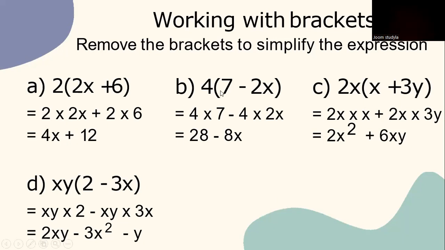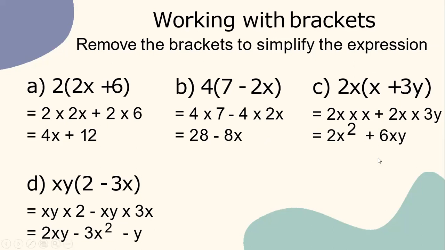And number B, we have 4 in the bracket 7 minus 2x. So you have 4 times 7 minus 4 times 2x, which is equivalent to 28 minus 8x. And C, you have 2x multiplied by the bracket x plus 3y. So you have 2x multiplied by x plus 2x times 3y. So you have the answer 2x to the power of 2 plus 6xy.